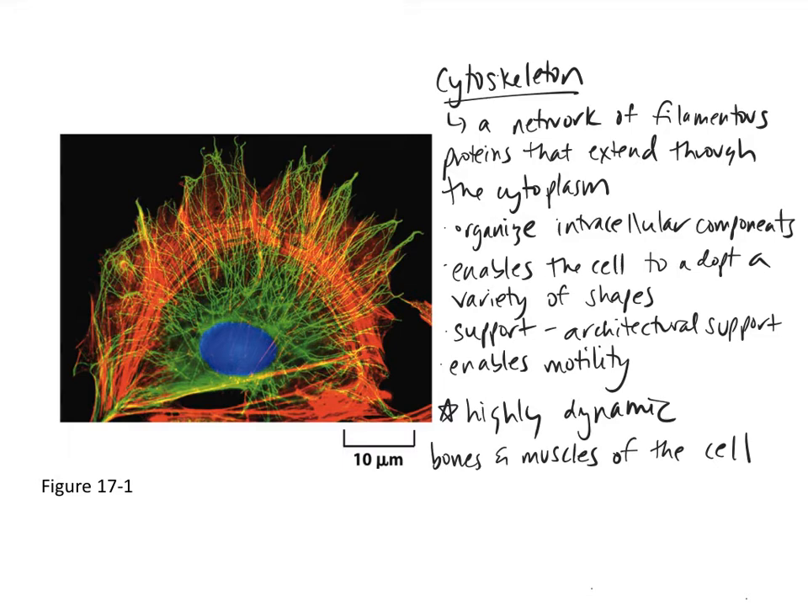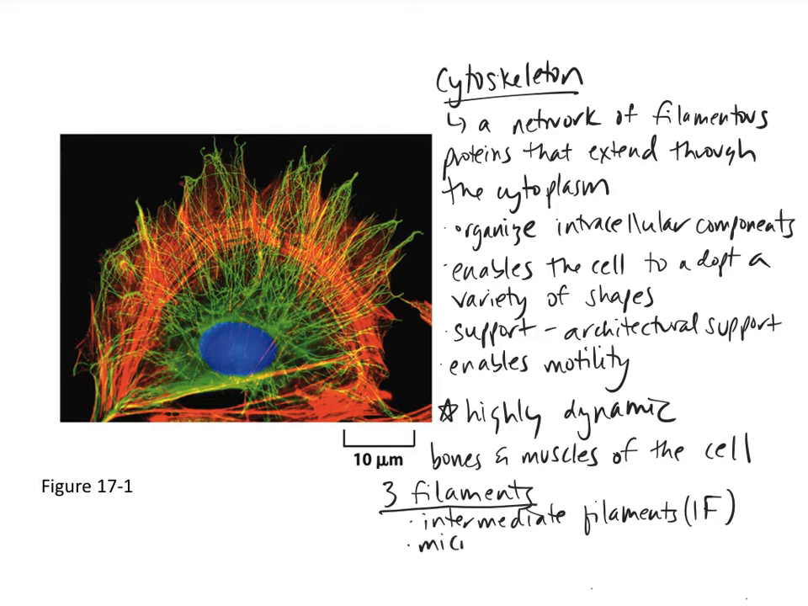And basically, the cytoskeleton is made up of three different sorts of filaments. Again, they're all protein. And we're going to hear about each of those. The first one that we'll talk about is the intermediate filaments, or IF. They are intermediate in size. That's where their name comes from. Secondly, the second type of filament is the microtubules. And the third type is actin filaments.